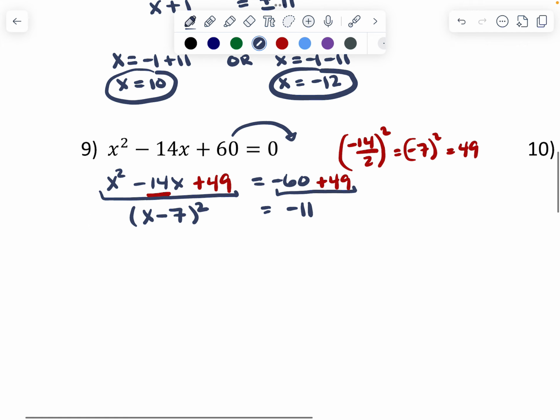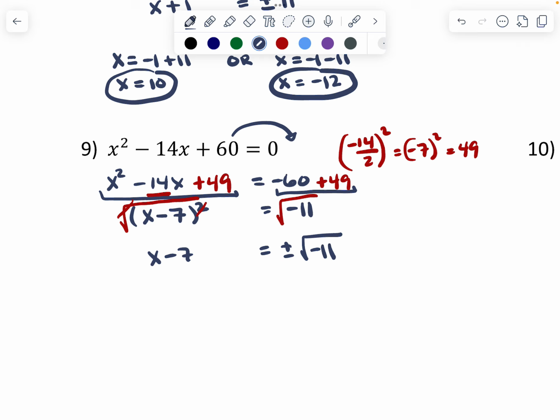Okay? And taking the square root of both sides, I'm going to run into a little problem here. I wonder if you guys can see it already. It's going to give me x minus 7 is plus or minus the square root of negative 11. Okay? Now, I'm going to stop right there. Can you take the square root of a negative number? Well, some of you can, but some of you can't because I haven't taught it to you yet. So if you ever have the square root of a negative number, you can just write no real solution.